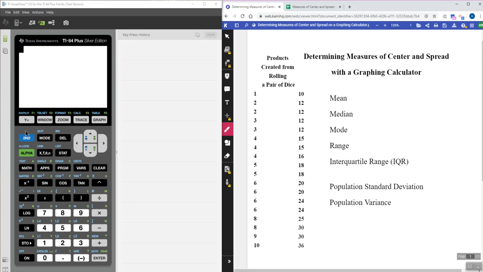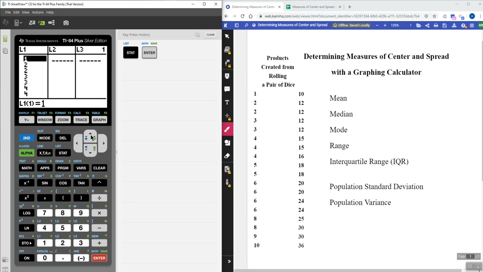So the first thing I'm going to do is go into Stat, and then hit enter because I'm going to edit my data. If you have data already in your calculator or your graphing calculator app, go into the header, hit clear, enter. Then I'm going to take a minute here and enter all of my data, each entry. There are 36 entries, and these are all the possible products that can be created from rolling a pair of dice. So I'm going to pause this for a second and enter all this because nobody wants to watch me enter data. Okay, now I have entered all of the data.